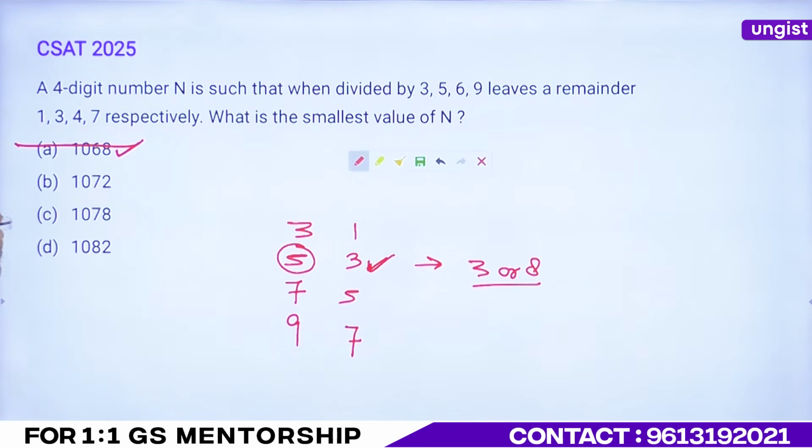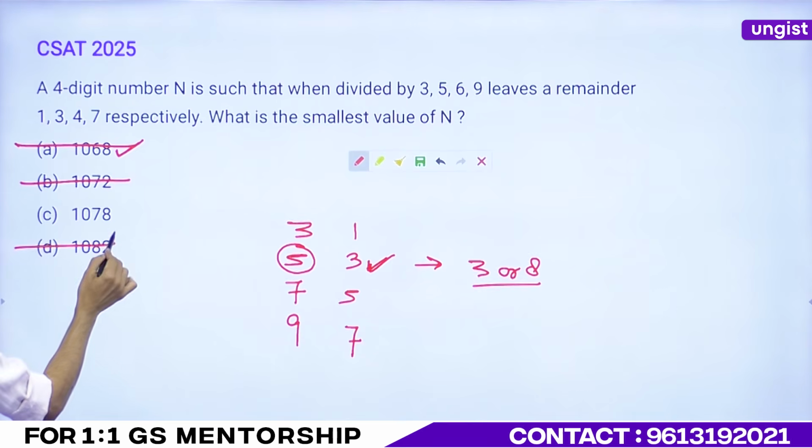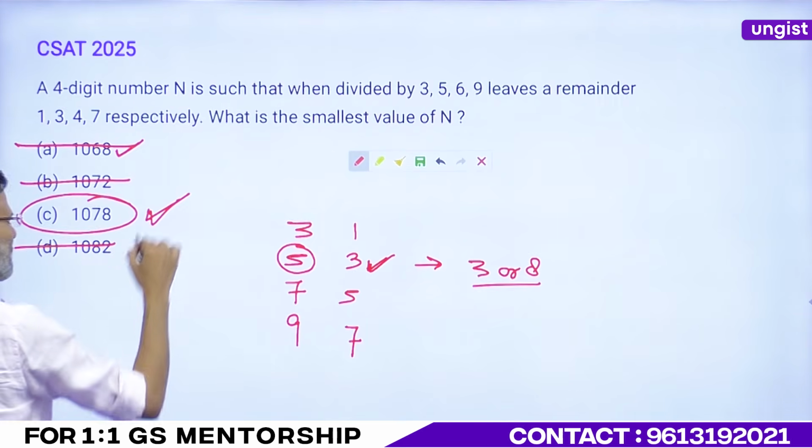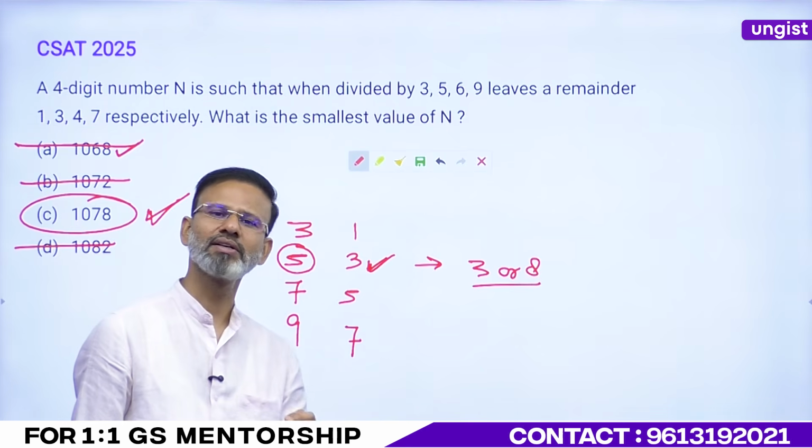Look at the options. In how many options do we have the unit digit as 3 or 8? Only in one option. Yes. So this is the correct choice. 1078 is the right answer.